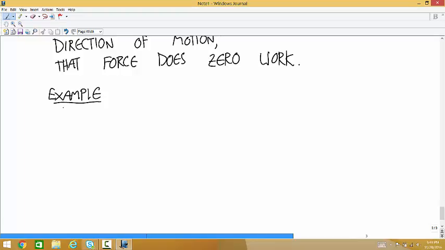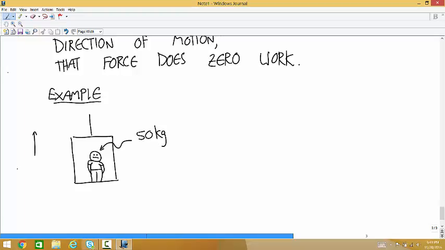So now let's say that there is a guy standing on an elevator. Let's say that he has a mass of 50 kilograms, and it's accelerating upwards at 4 meters per second squared.